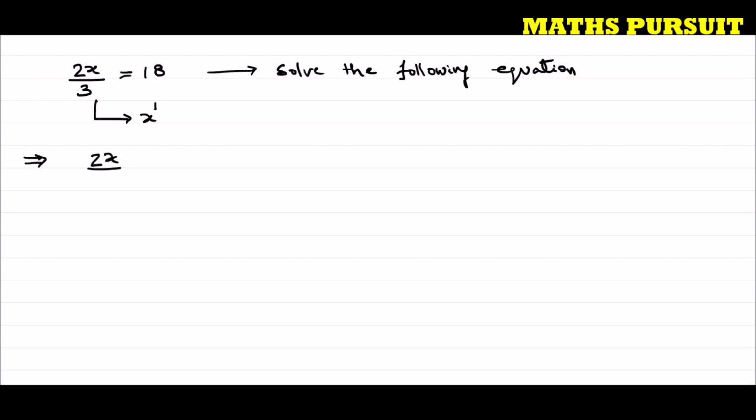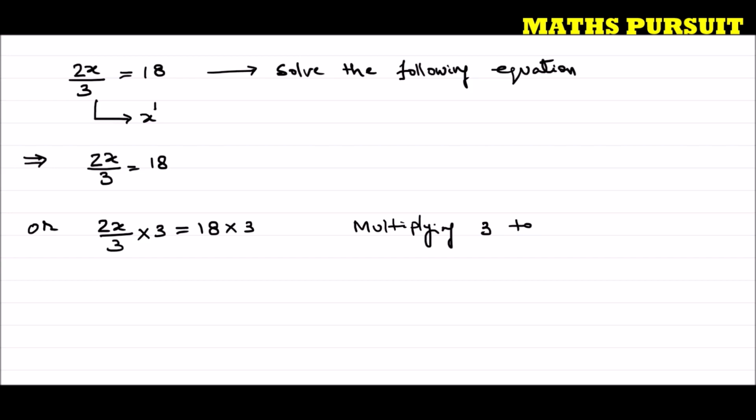The question has given us 2x upon 3 is equal to 18. Or I can write in the next step, 2x upon 3 into 3 is equal to 18 into 3. What I did here, guys, is multiply the equation by 3 on both sides. This is what I can write: multiplying 3 to both sides.